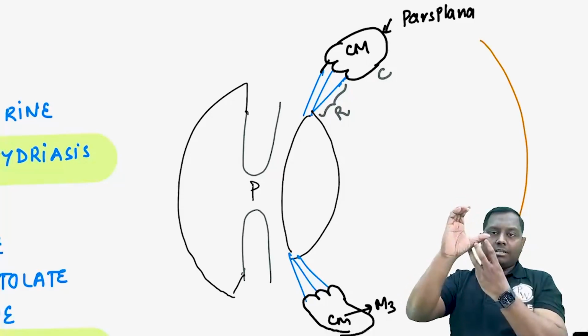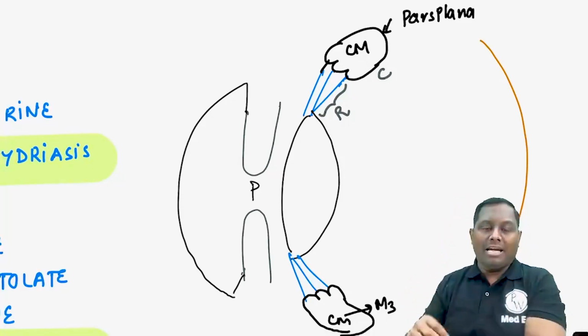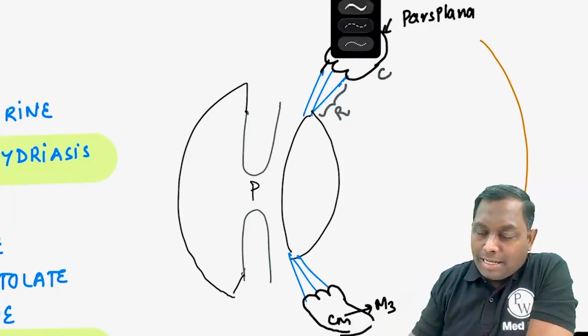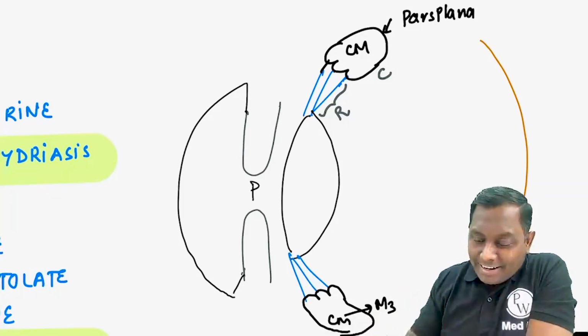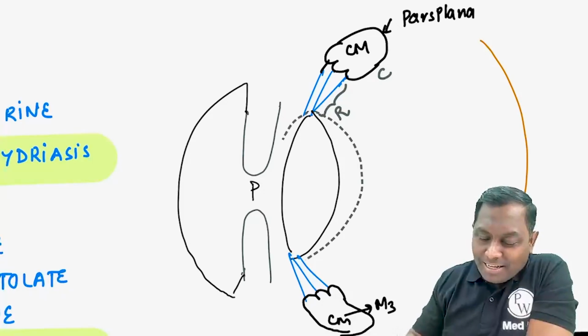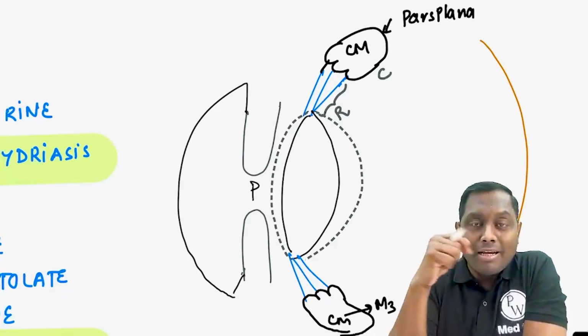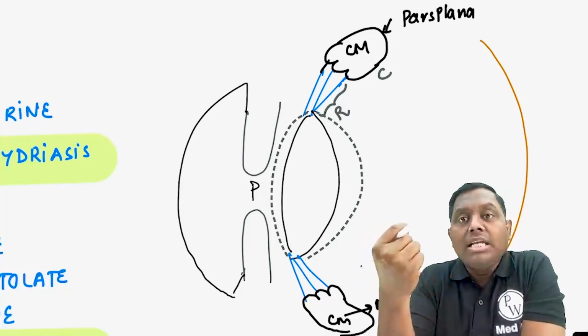Whenever there is a contraction of the ciliary muscle, the zonules are going to be relaxed. When the zonules relax, what will happen to the lens, guys? The lens will become more globular. That means the power of the lens will increase. Lens power will increase whenever there is any ciliary muscle contraction.